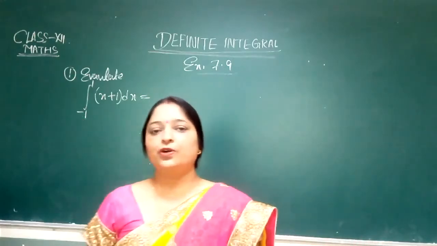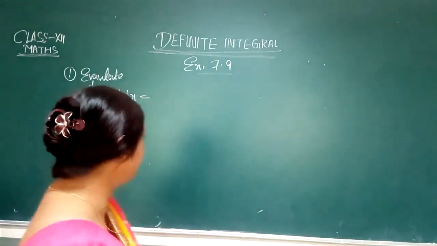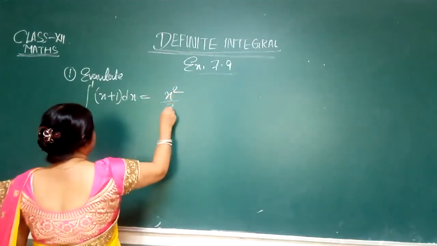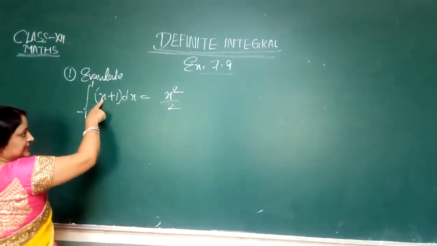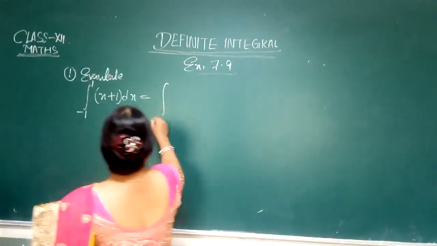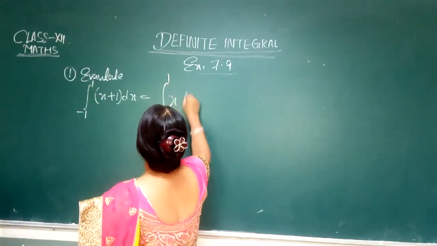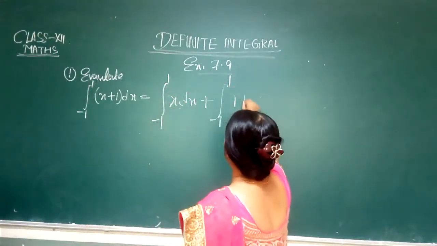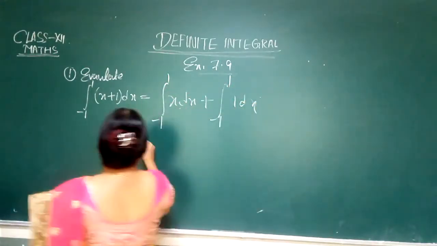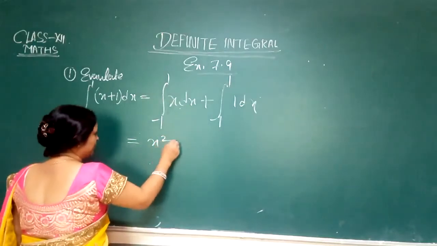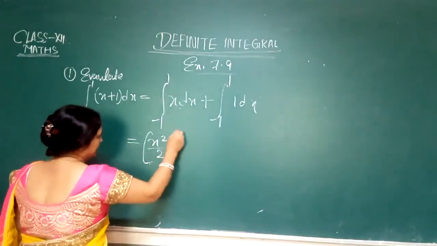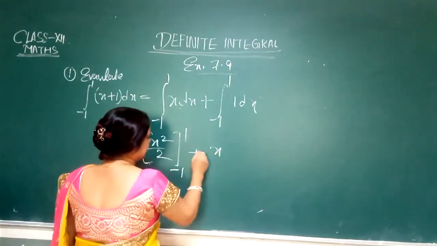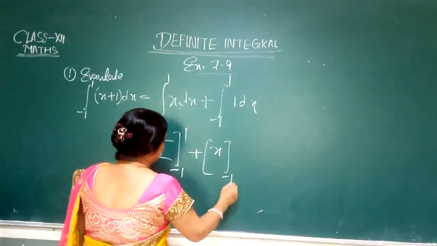So first of all we will find the integration. First write this step: integral from minus 1 to 1 of x dx plus integral from minus 1 to 1 of 1 dx. So what is the integration of x? That is x square upon 2, from minus 1 to 1. Plus the integration of 1 dx is x, from minus 1 to 1.